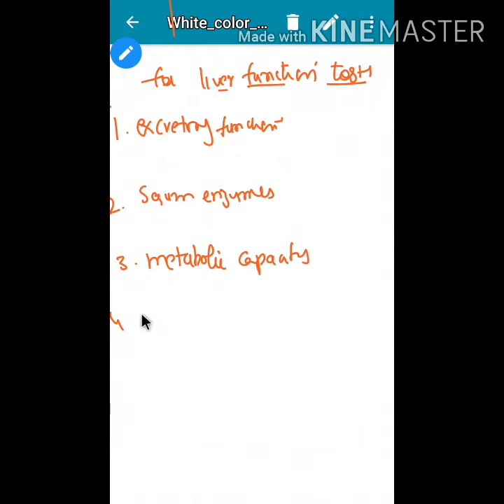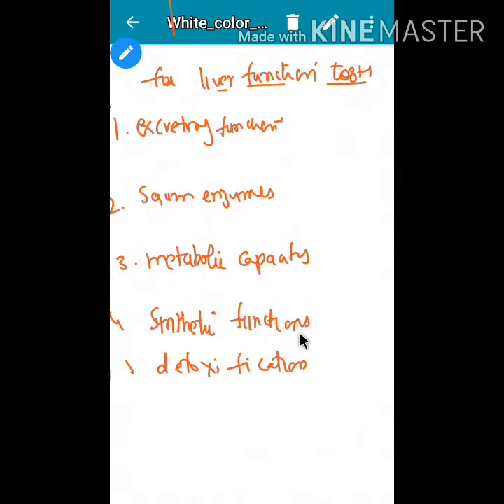Otherwise, one more is synthetic function. There are certain substances which are synthesized in liver. So synthetic functions. Fifth one is detoxification functions. Certain substances undergo detoxification in liver. So these are the 5 main categories of functions of liver.